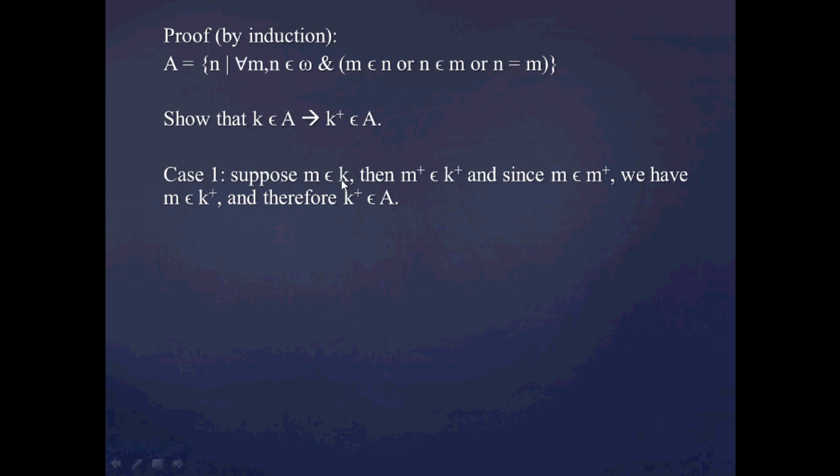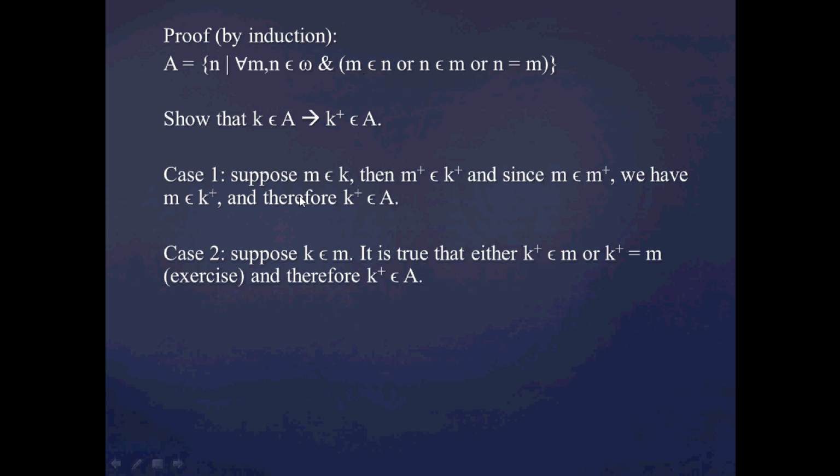Let's suppose that m is in k. Then that implies that m plus is in k plus. And we always know that m is in m plus. So that implies that m is in k plus. And therefore k plus is in A, because it satisfies one of the three properties here, namely that one.